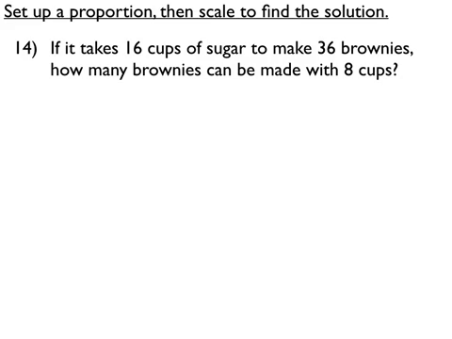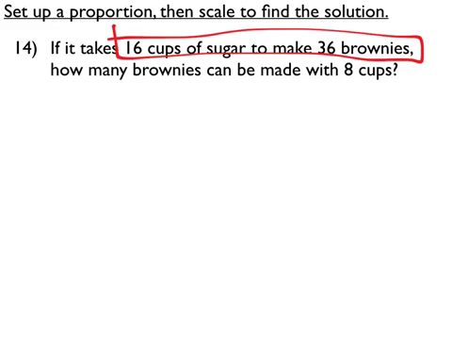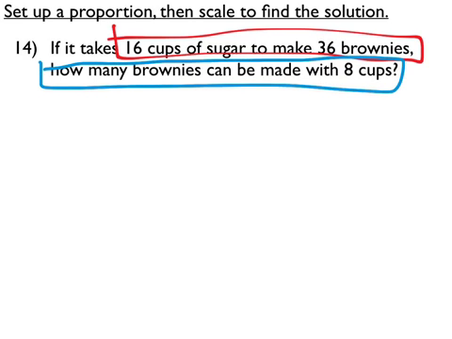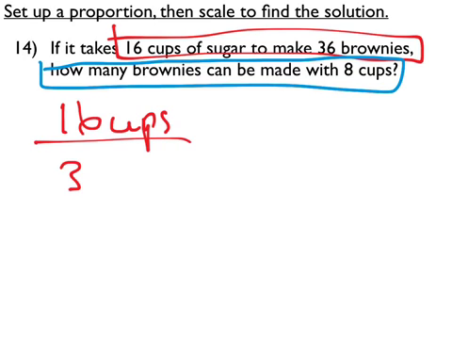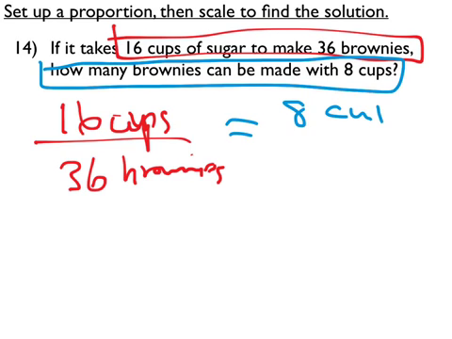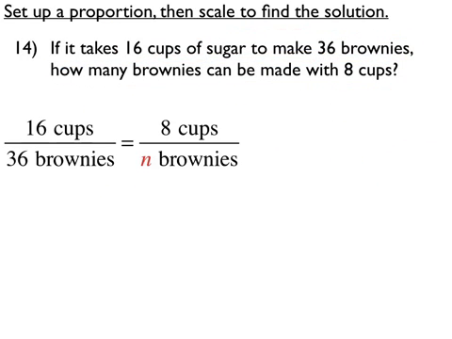Again, we have this ratio. So I'm going to write this ratio equals this ratio. So 16 cups is on top for 36 brownies equals, what's on top? 8 cups. And then n number of brownies. Go ahead and solve this proportion.